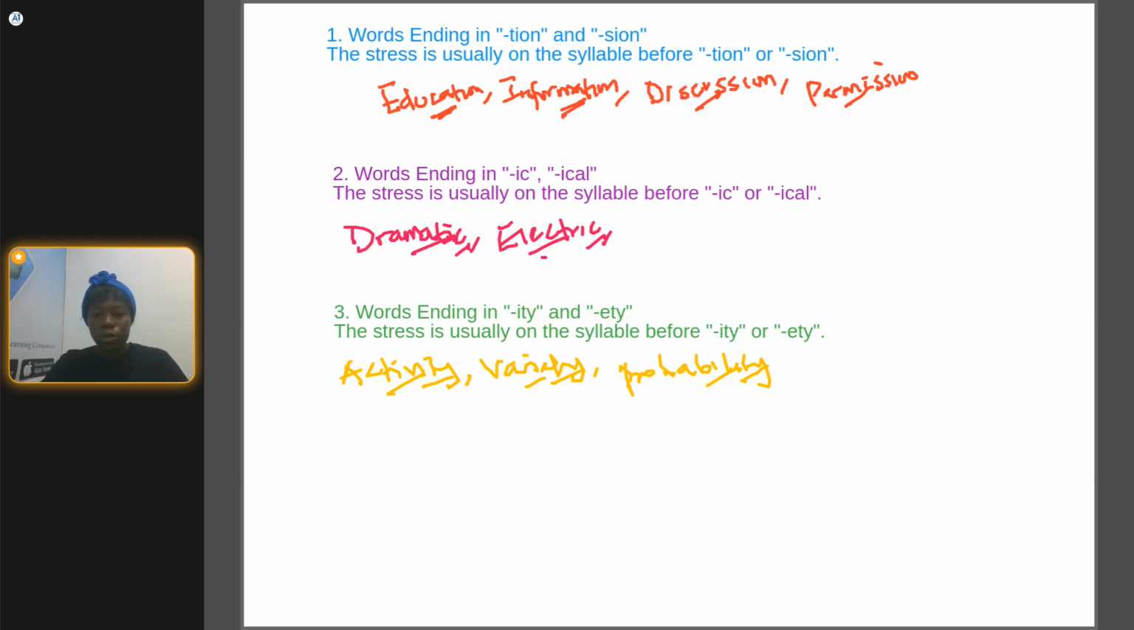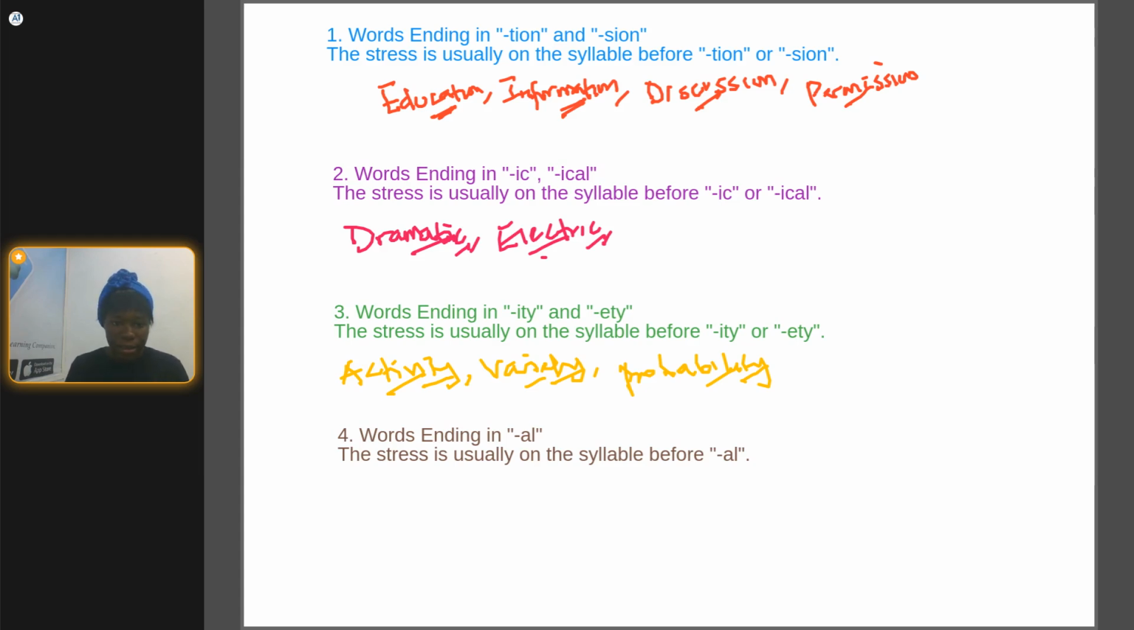So we move to rule number 4, and these are words ending in AL. When you have a word that ends in AL, let's get that on the board as well. Rule number 4: words ending in AL. Again, the stress is usually on the syllable before AL.